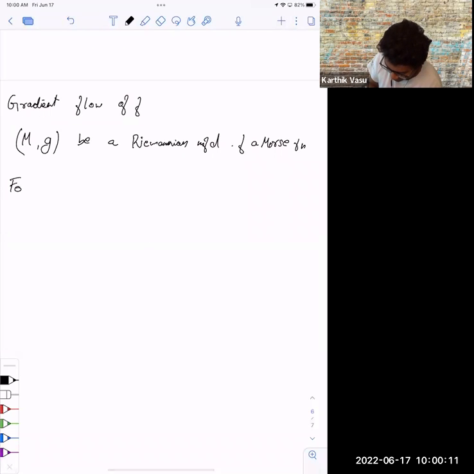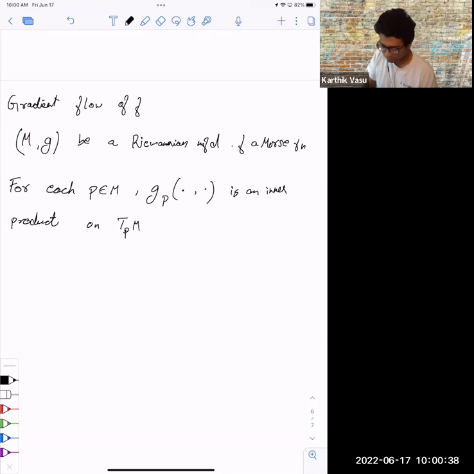A Riemannian metric is just an inner product. Okay, let me write this. So what is a Riemannian metric? For each point P in the manifold, G_P will just be an inner product on the tangent space at P. So at each point you have a tangent space and an inner product, and this inner product is smoothly varying. So you have a family of inner products on your tangent space.